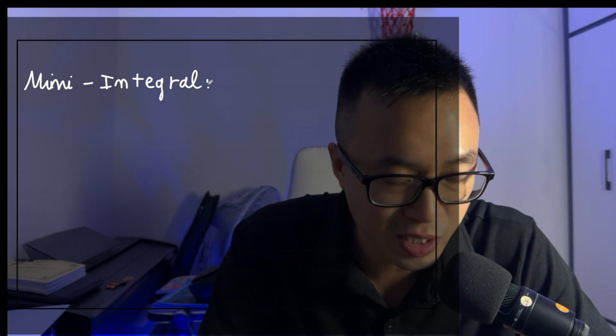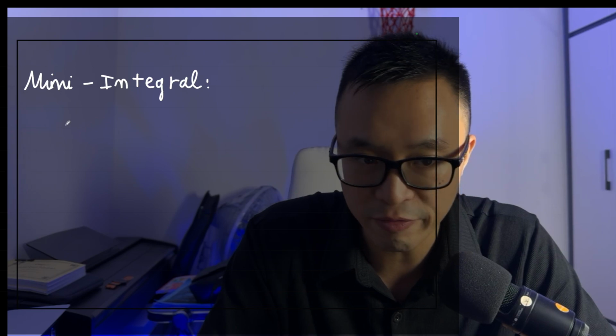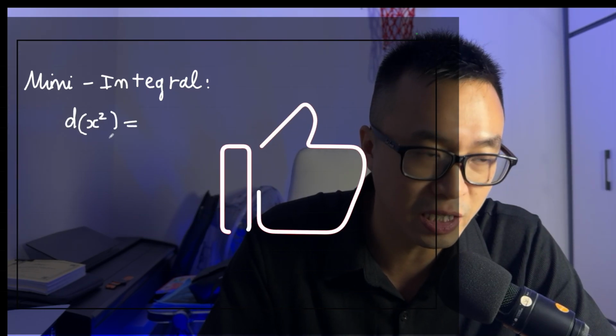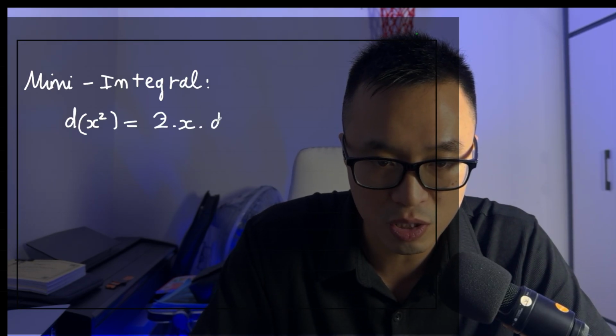What does mini integral mean? The mini integral means you write down the integral without the integral symbol. For example, I've got a differentiated function like d of x squared. This tells you that you need to take the differential of x squared. It means multiplying by 2x here and multiplying by dx.